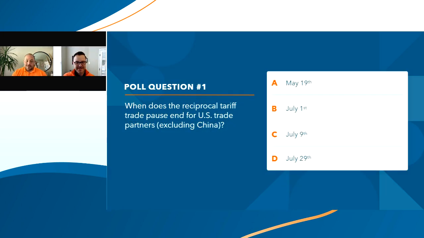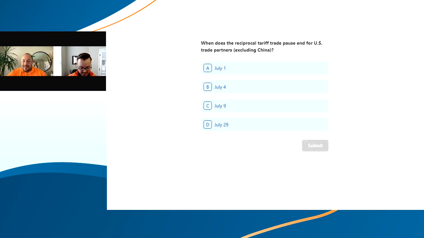So first to start with the poll question: when does the reciprocal tariff trade pause end for the US trade partners, excluding China? May 19th, July 1st, July 9th, or July 29th. We'll give you some time to answer these questions. Hopefully nobody selects May 19th, being that we are already past that date. Awesome. Give a couple more seconds for people to respond.